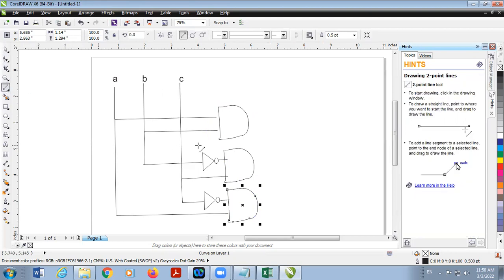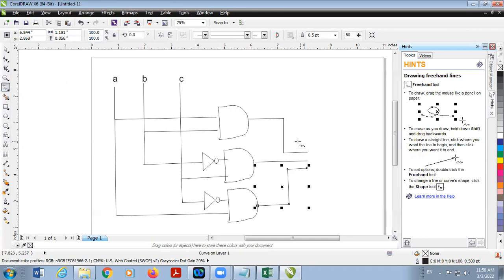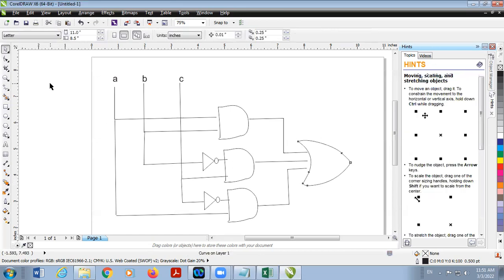Okay. Now the OR symbol. In the OR symbol, you have to draw it at a slight angle. This is your, this would be your logical gate.